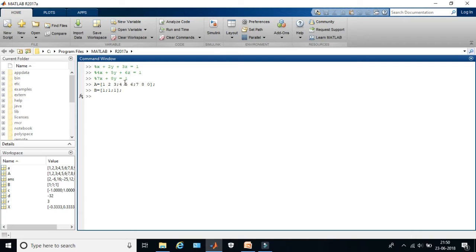I am going to store those values in capital X. Here X equals inv, in parentheses A, star B. Here it is. The value of x is -1, the value of y is 1 and the value of z is 0. In this method you can find the solution of an algebraic equation. This is the first method.